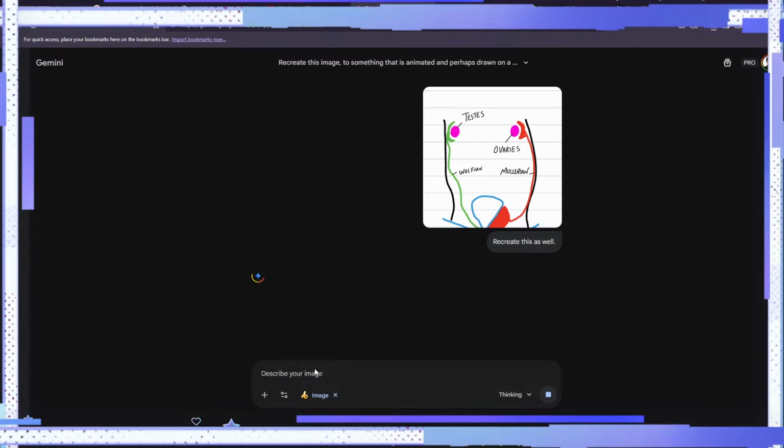Okay, let's see what it comes up with. Does it remember the style? Will it go for a different approach? What would it do? That's a good question.